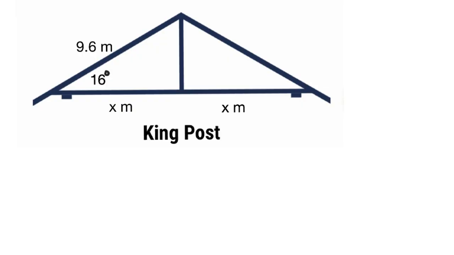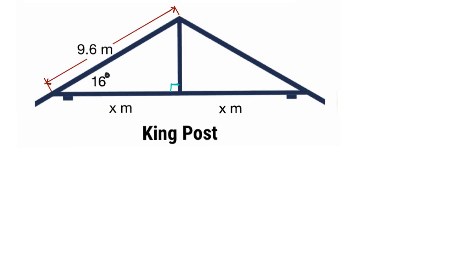This kind of roof truss has a king post right in the middle, which is at 90 degrees to the beam. The length of the rafter is 9.6 meters. We do not know the length of the post, but we do know that the rafter and the beam have an angle of about 16 degrees, and we need to find the length of the beam.